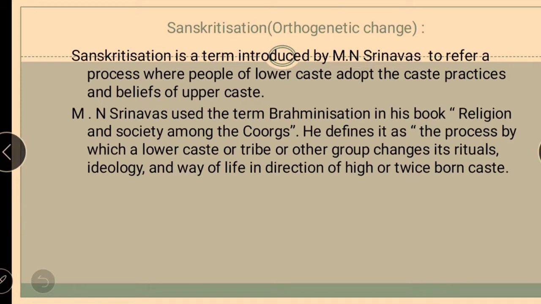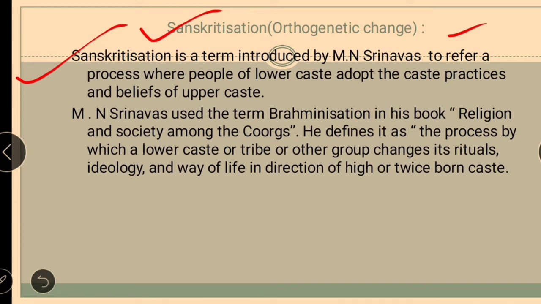So let's understand Sanskritization first. Here I have written orthogenetic change. This means an evolution, right? Orthogenetic basically means an evolution which leads to change in the society. This particular term is introduced by M.N. Srinivas, and it indicates the process where lower social groups imitate the practices of upper social groups. So this indicates what? It indicates cultural mobility.